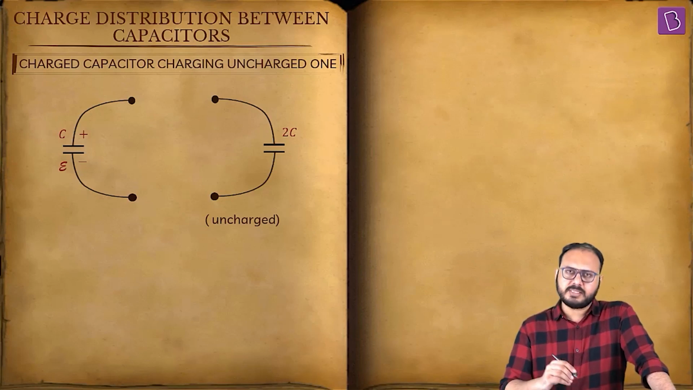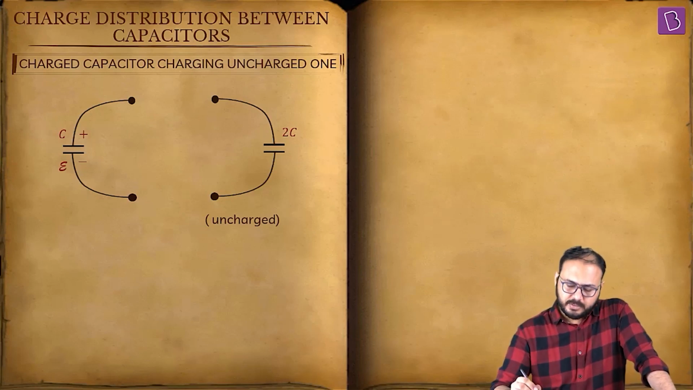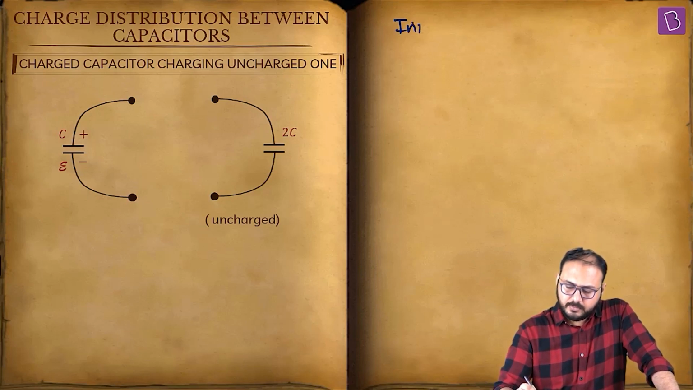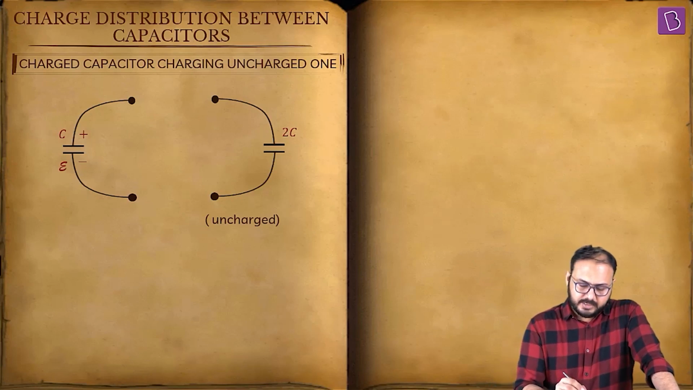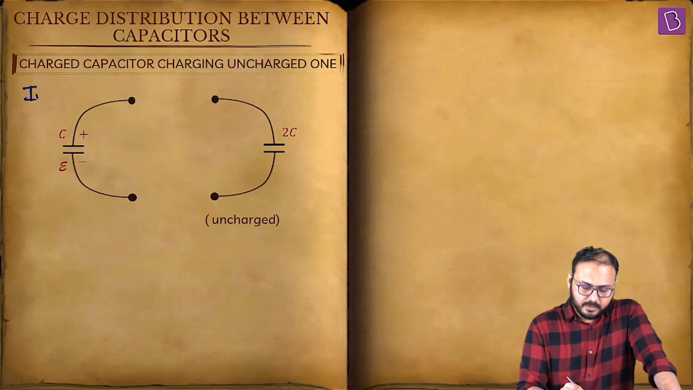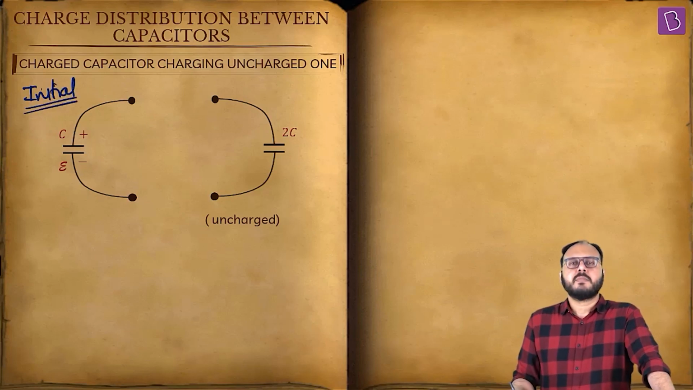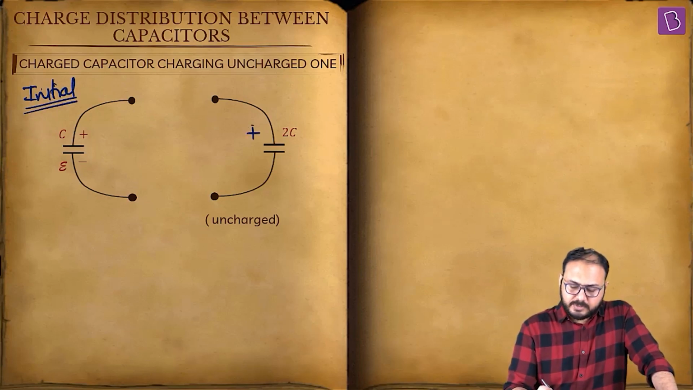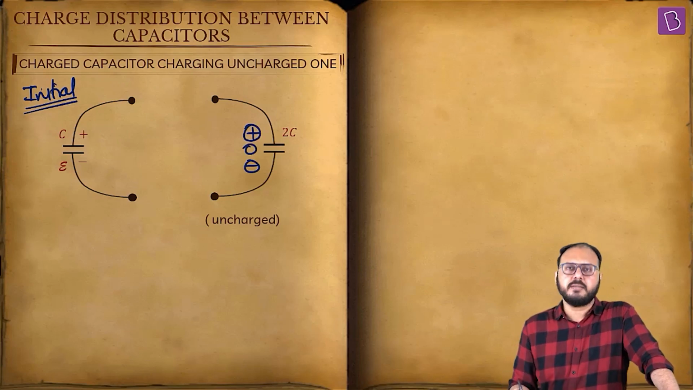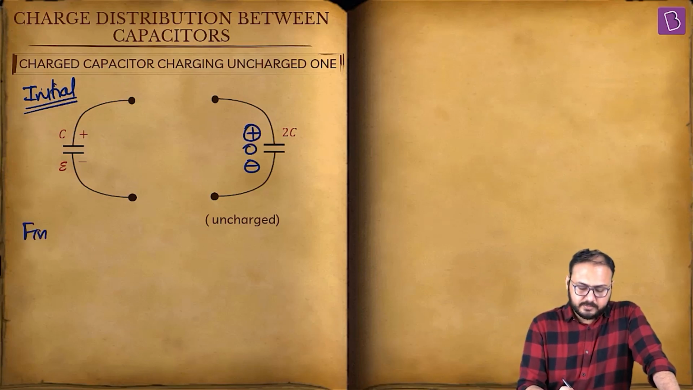I'm going to draw a separate diagram for both. Initially, this is the picture. This is initially. C is the capacitance, 2C is the capacitance. This is plus minus, and in fact, if you want, this is plus minus 0. But that's obvious, right? Finally, this is how they look like.